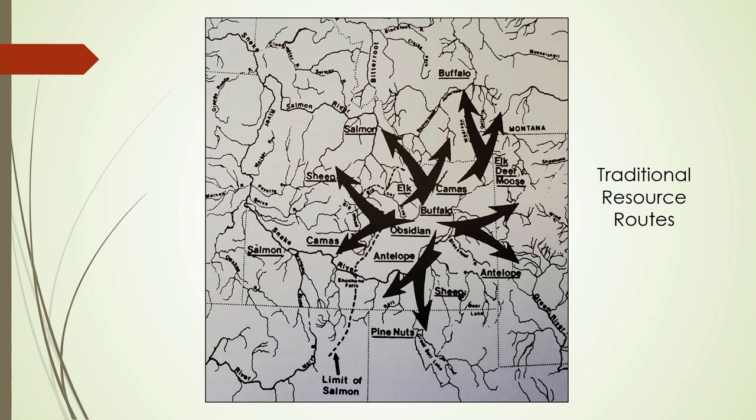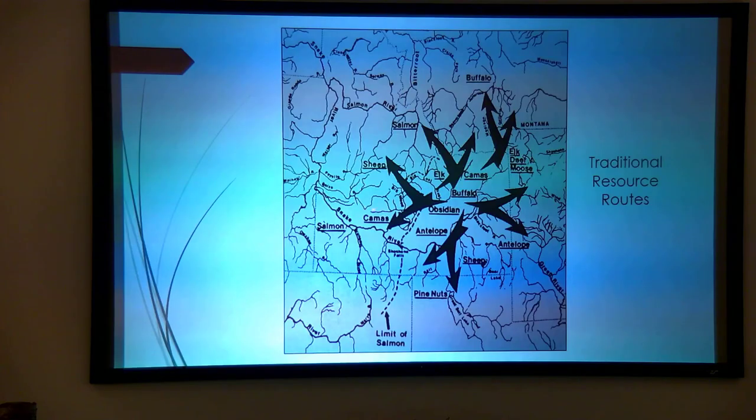And I just wanted to point out some of the traditional resource routes that the Shoshone people used. Down at the bottom, you'll see there's a pine nut resource that was very, very important. Pronghorn antelope here and here in the big plains. They would go west into the Camas Prairie and beyond for Camas. There were salmon all the way along the Snake River. They were only stopped by Shoshone Falls. So that was an important place for them to go and find a really important food resource.